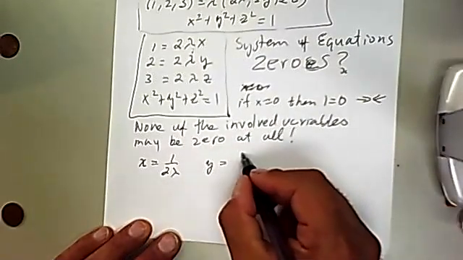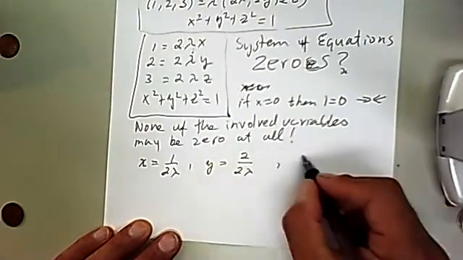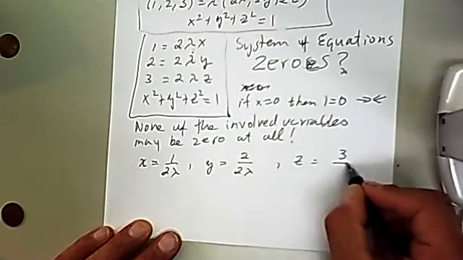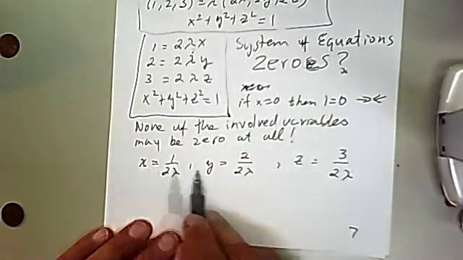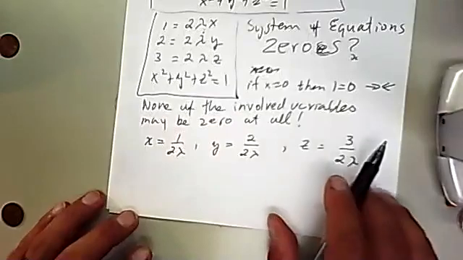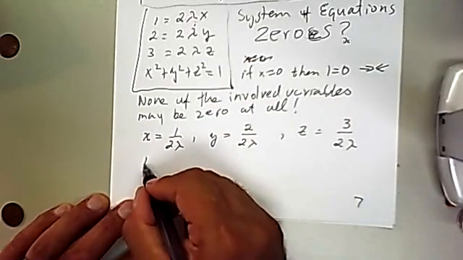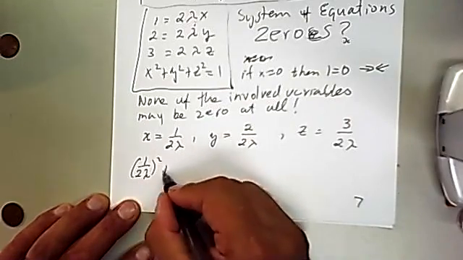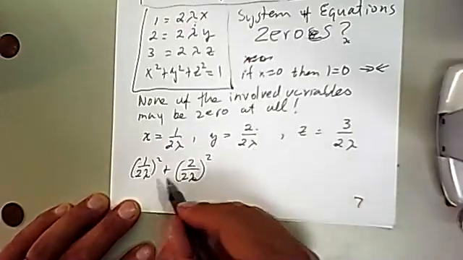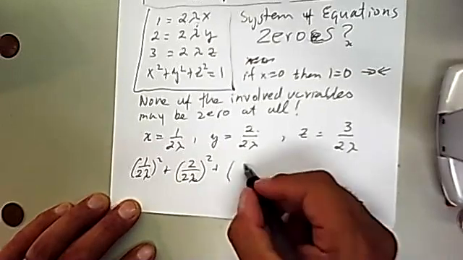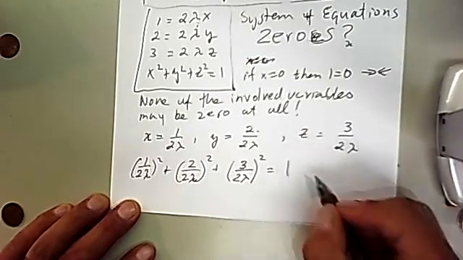Y is 2 over 2 lambda. And z, there's a comma in between, z equals 3 over 2 lambda. So now we can plug those 3 in here. A lot of students do that, which is what I'm going to do. 1 over 2 lambda squared plus 2 over 2 lambda squared. You could think, well, why don't we simplify? Because we want to keep things consistent. We could, but then this way we have the same denominator no matter what.